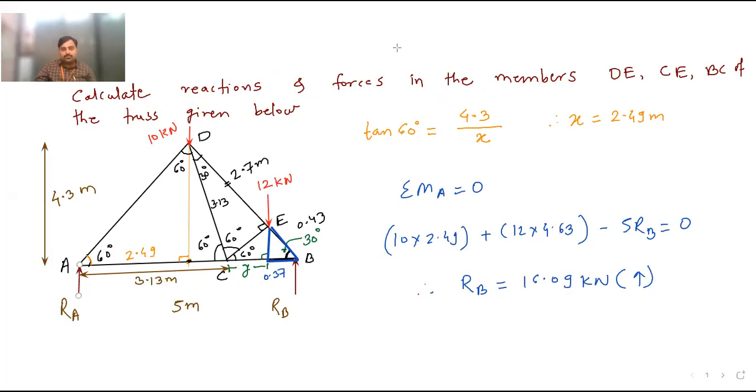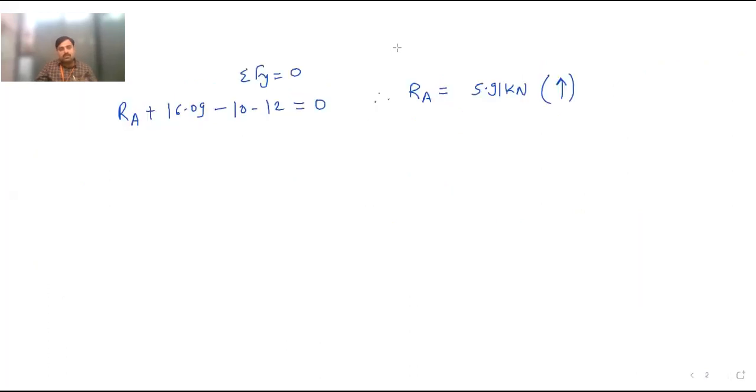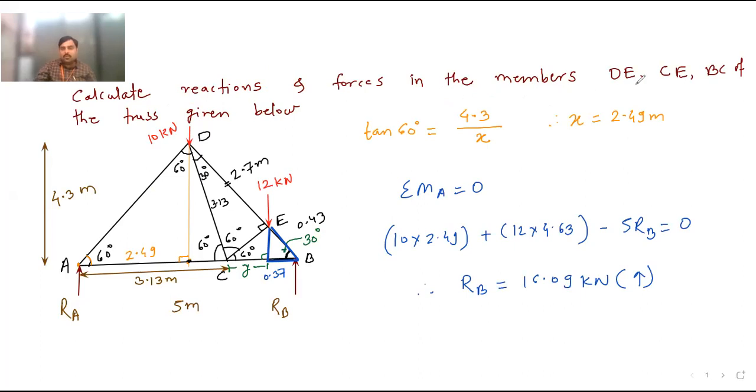So now, after this, we got the value of RA and RB. Now we want the forces in member DE, CE and BC. So DE member is there, CE is there and BC is there. So I will rub some of the things so that it will be clear for us while solving the problem. This is point F.